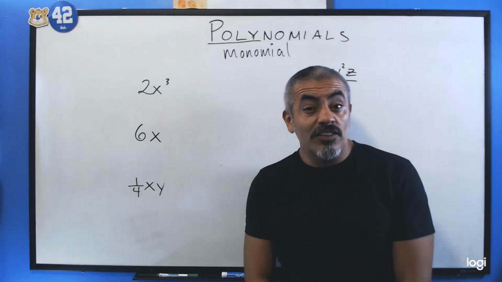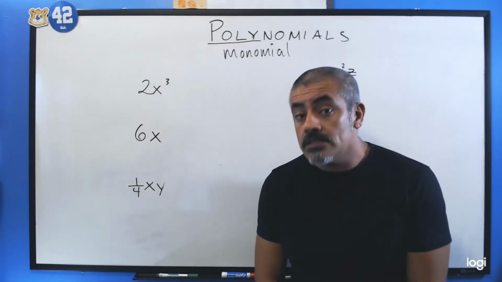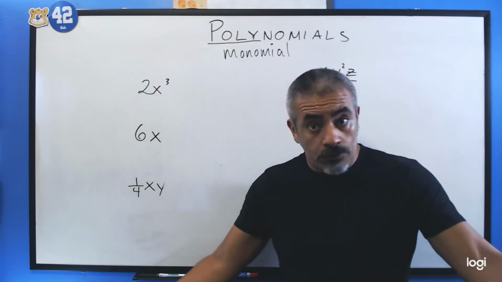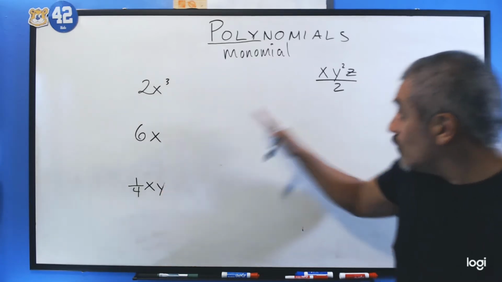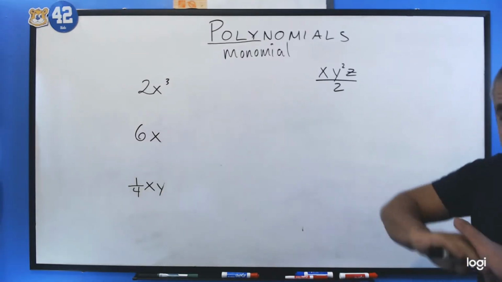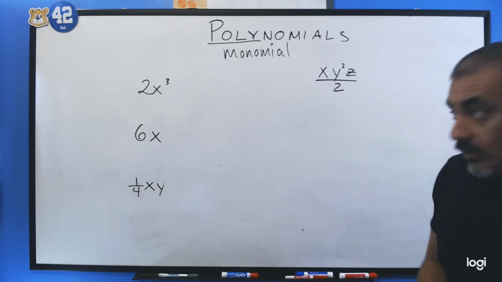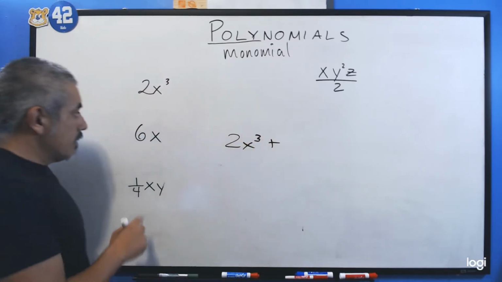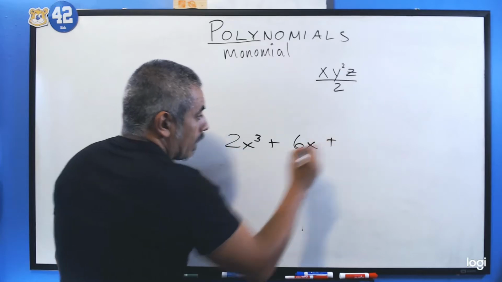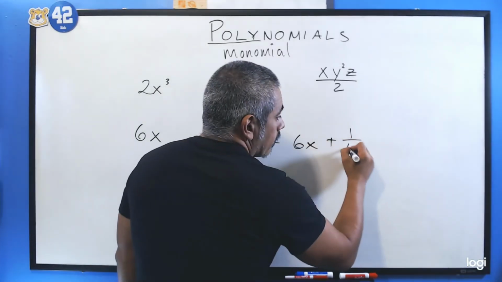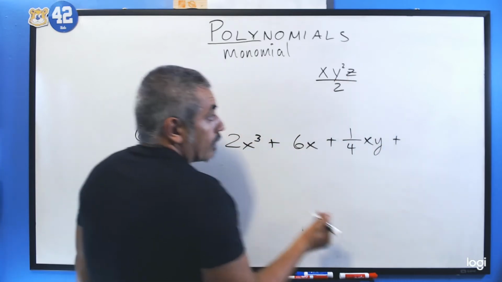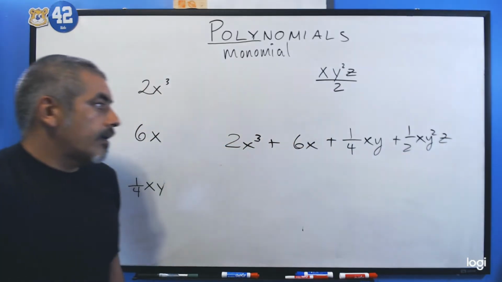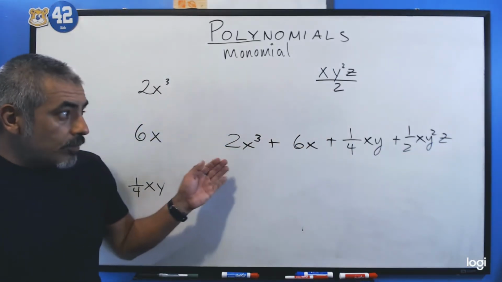Now that we have a little bit more understanding of what a monomial actually is, we can begin talking about polynomials, because a polynomial is just the sum or difference of monomials. So we can take all these monomials and add or subtract them in any way we want, and the result is going to be a polynomial. So here we go. We get 2x cubed plus 6x plus 1/4 xy plus 1/2 xy squared z. Now that's not a very beautiful polynomial, but it's still a polynomial.